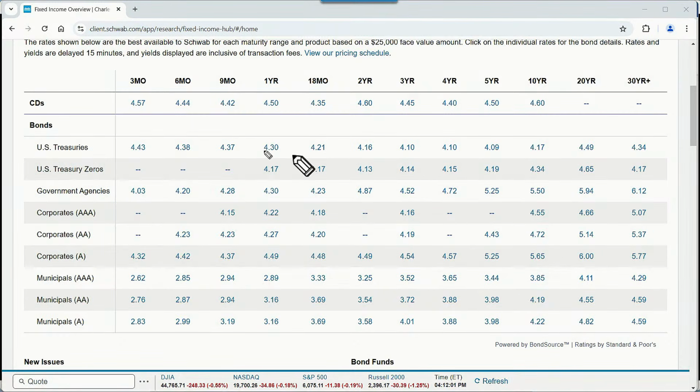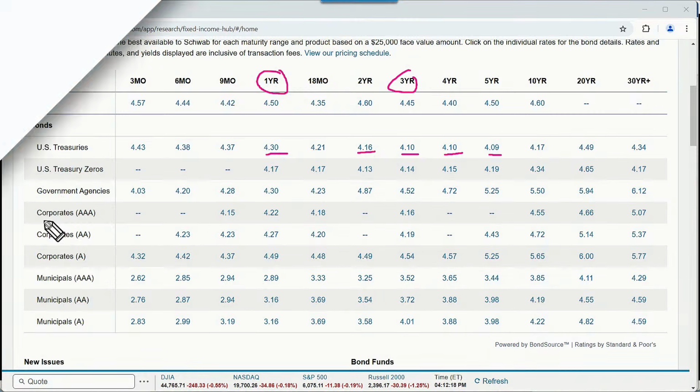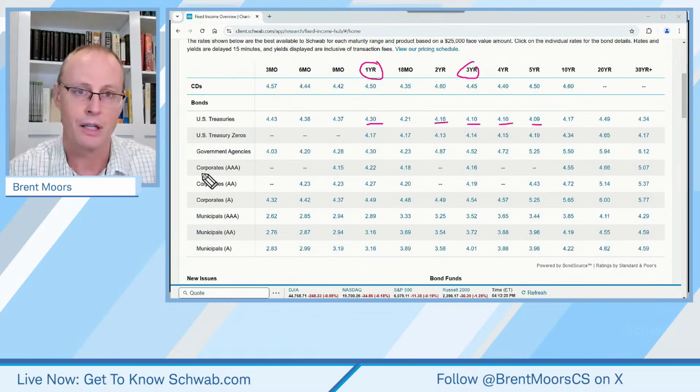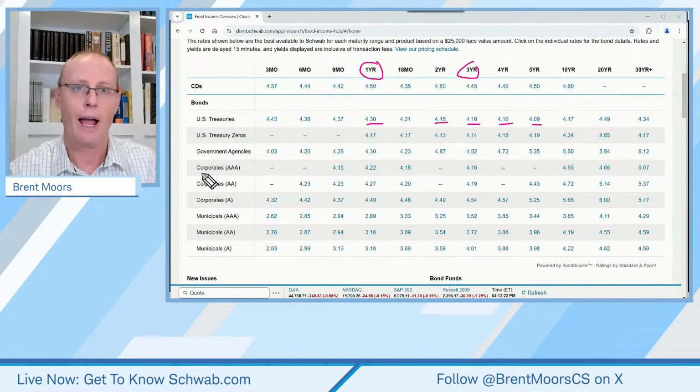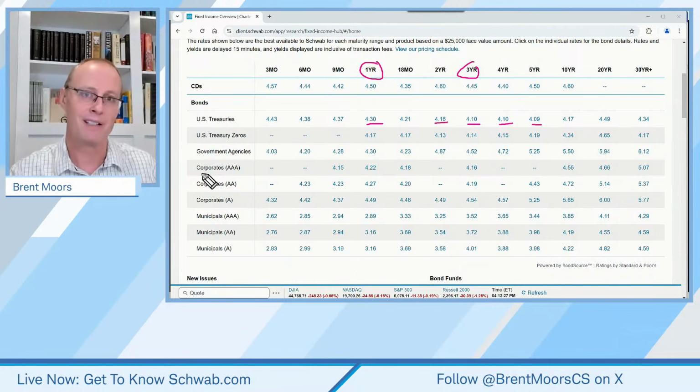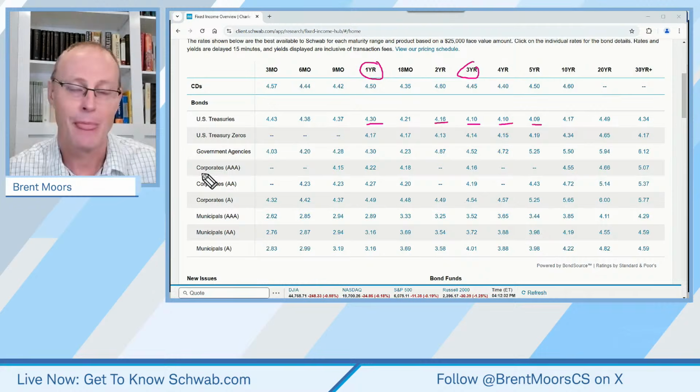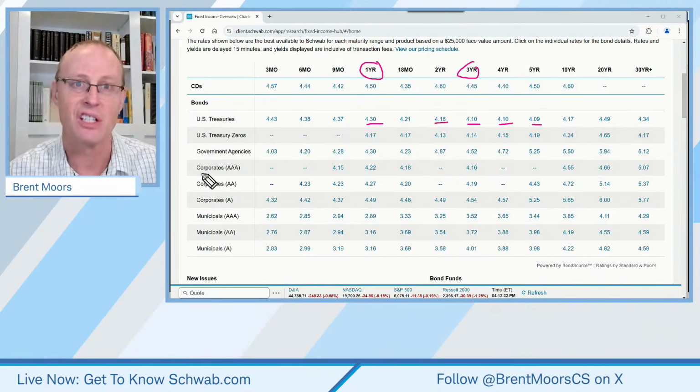As you go out in terms of duration, you can see different interest rates. But also, bonds are graded. One of the risks of bonds, especially with corporate bonds, but technically with government bonds too, is the risk of default. If you loan money to your buddy, there's a chance your buddy is not going to repay you. That's a default.